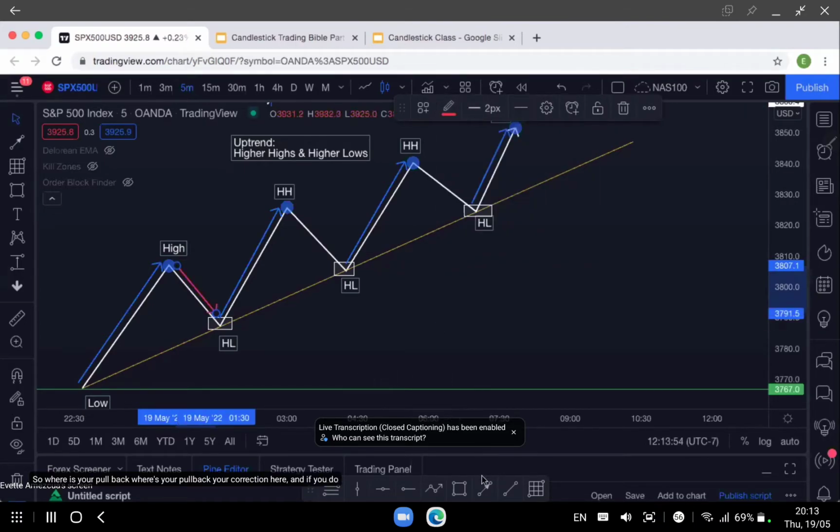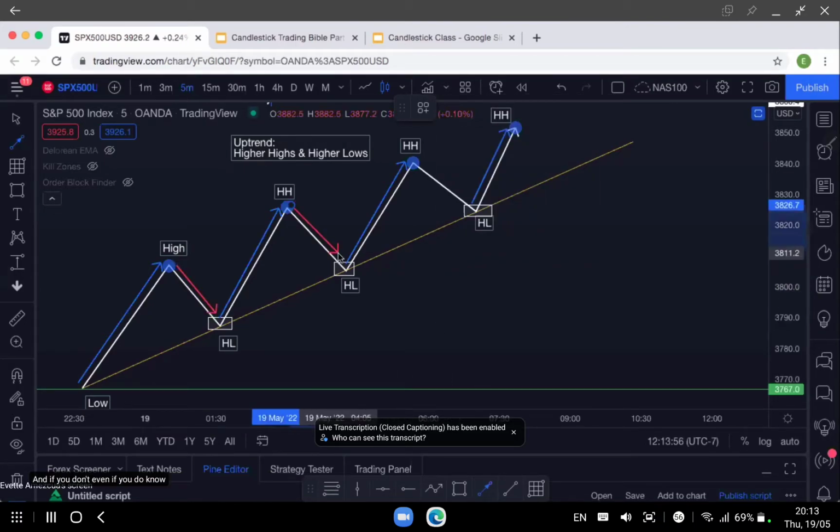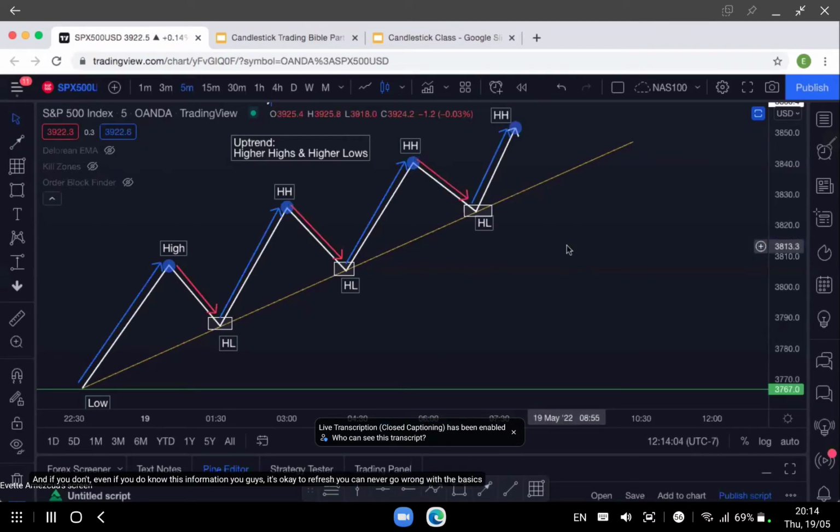Even if you do know this information, you guys, it's okay to refresh. You can never go wrong with the basics. All right, so we have our impulse, which is in line with the direction of our trend. And then we have our correction, our pullback, our retracement, which is your counter trend.